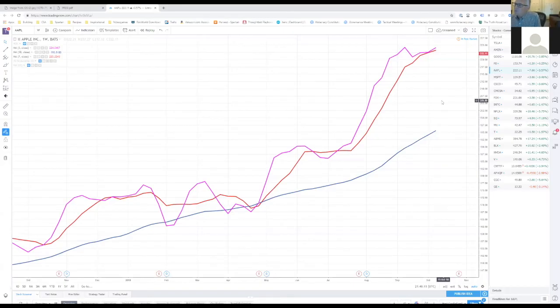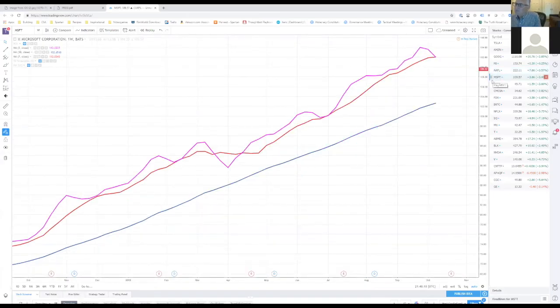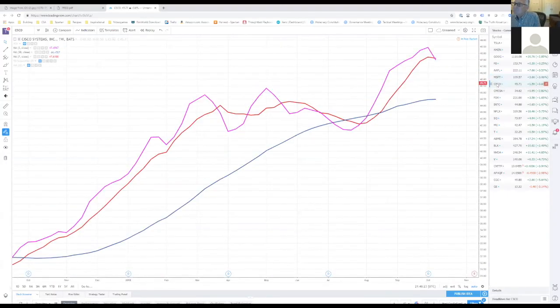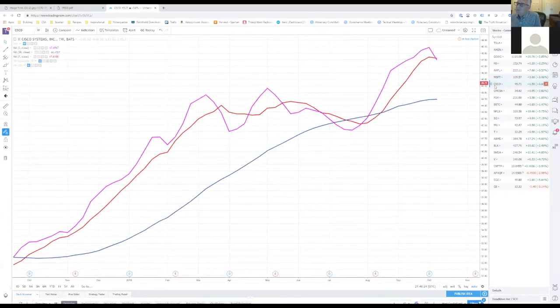You are in a long-term uptrend. Microsoft, long-term uptrend. Cisco, long-term uptrend. Little more volatility. Take a closer look by going back further. Try to figure out if this is significant.